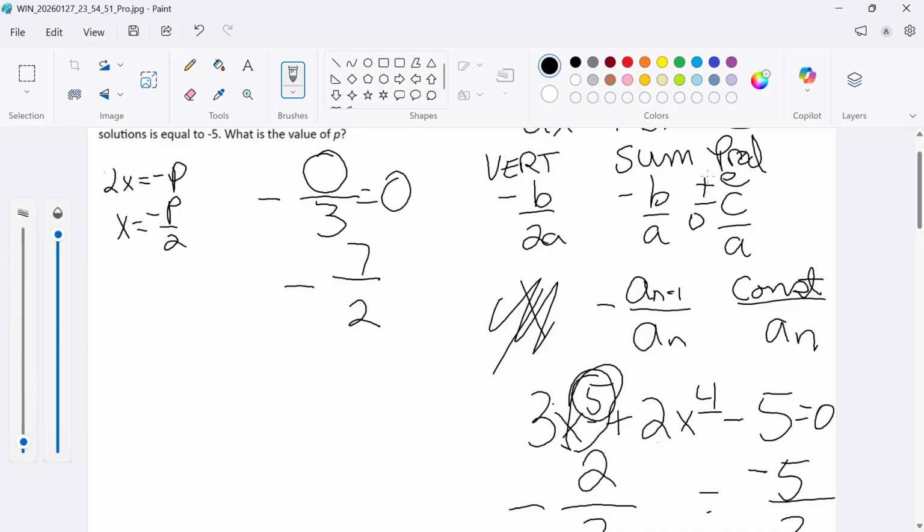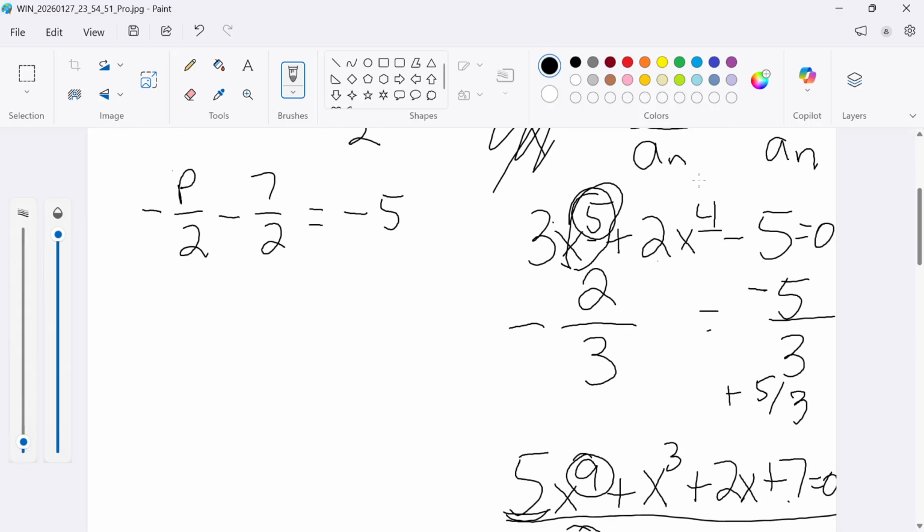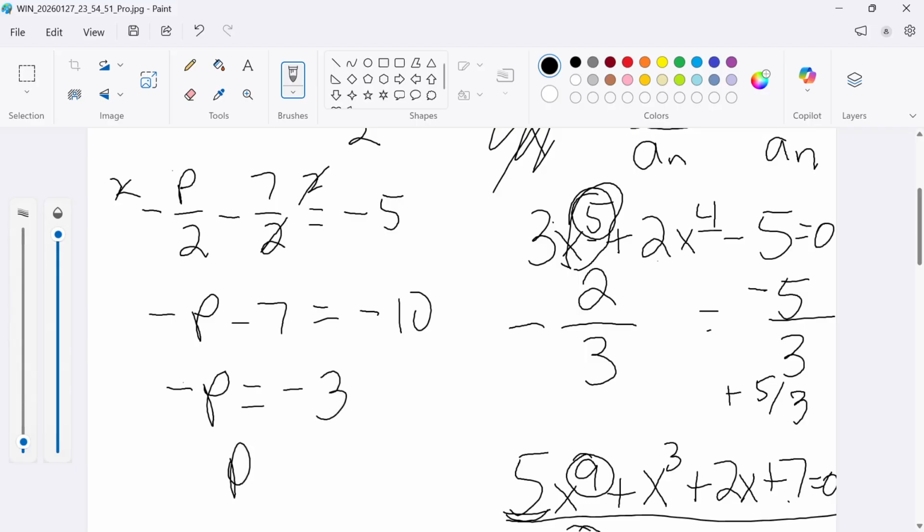So what's the overall sum of solutions? Negative p over 2 minus 7 over 2 equals negative 5. You can put that in Desmos and put x instead of p if you want to. I'm going to multiply everything by 2. I'm just going to do it by hand. Negative p minus 7 equals negative 5 times 2, which is negative 10. If I multiply each one of those by 2, the 2's just cancel out. And then I'm going to add 7 to both sides. Negative p equals negative 3. And then multiply both sides by negative 1. P equals 3. And there's the answer.